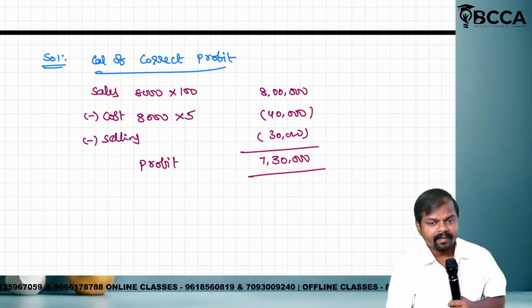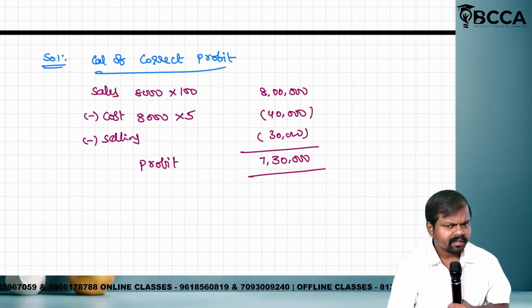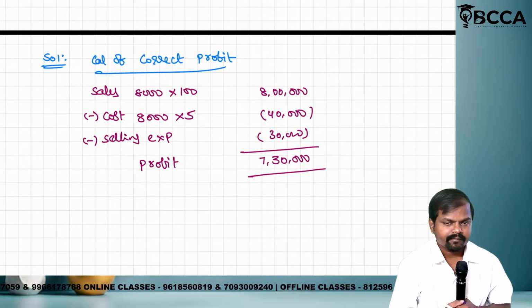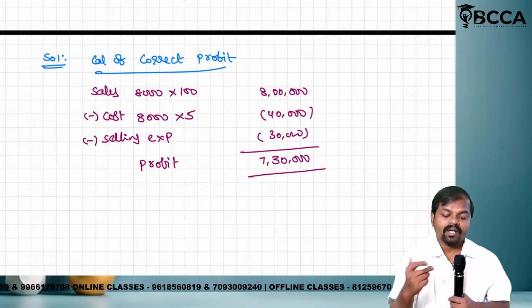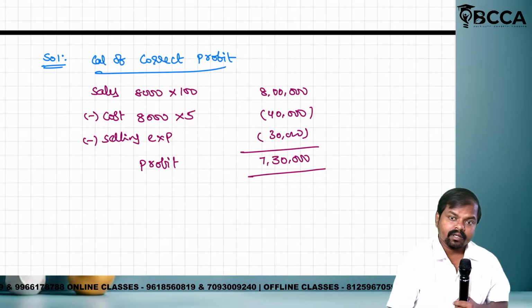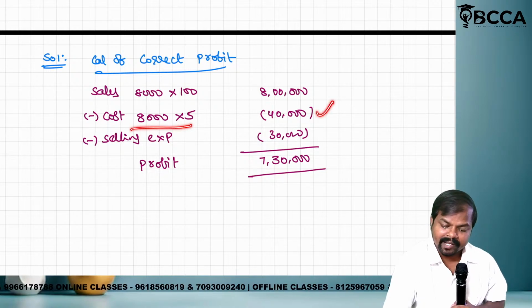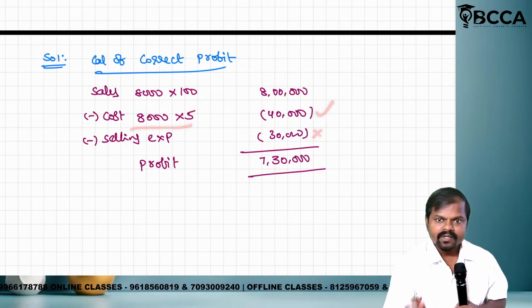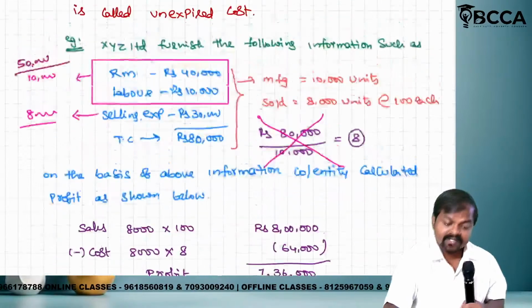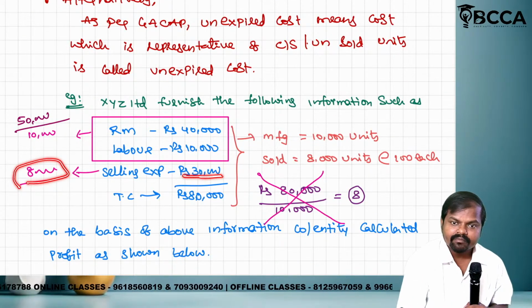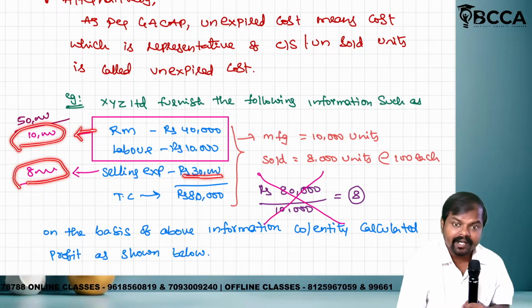Sorry, I'm not getting. Selling expense. Okay, you are asking. Okay, you are calculating this cost for 8,000 units. Why are you not calculating for this one? See, selling expense, that is the reason I bifurcated. This expense is incurred for 8,000 units only. This expense is incurred for 10,000 units.